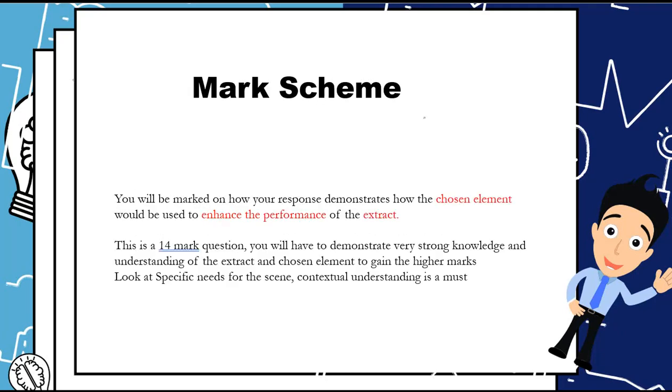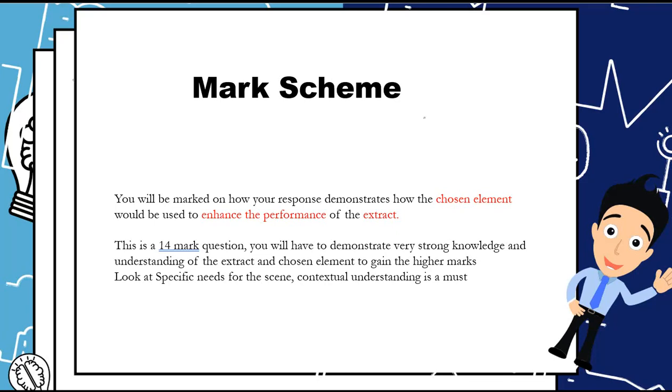Right, mark scheme. You will be marked on how your response demonstrates how the chosen element would be used to enhance the performance of the extract. Do not forget, we are given an extract and you are asked how you could use, say, costume to enhance the performance of that extract. So you must have that linked knowledge. We've talked about linked knowledge in previous uploads. The linked knowledge is the extract, the element, so in this case the design skill, and then the context of the play. So we link the 3 together.